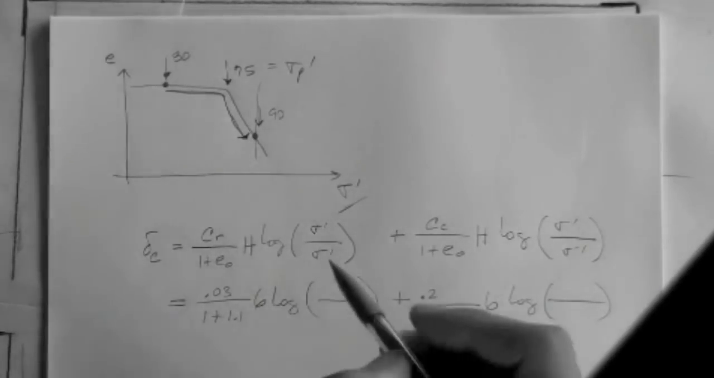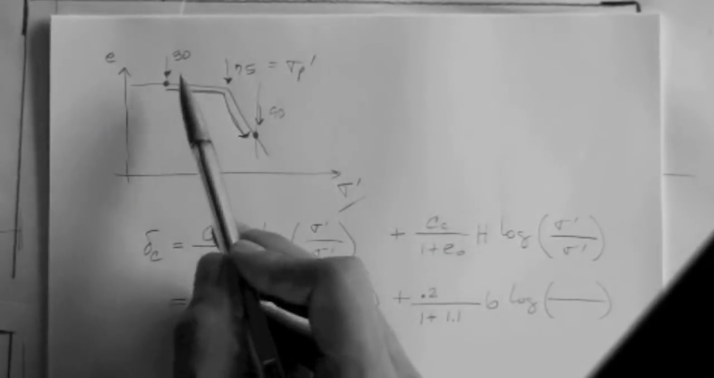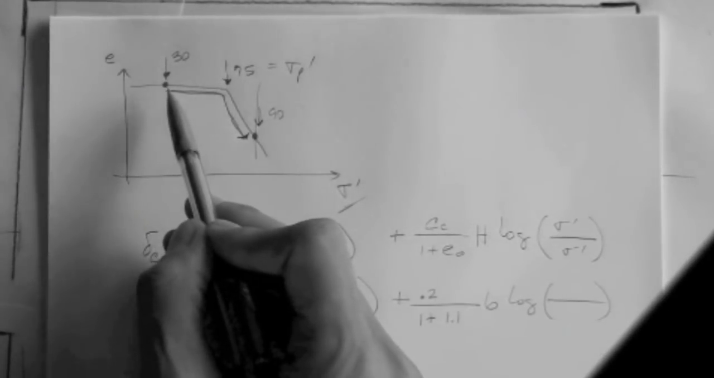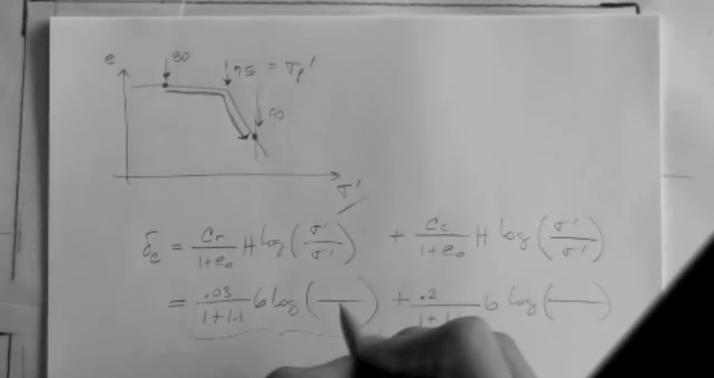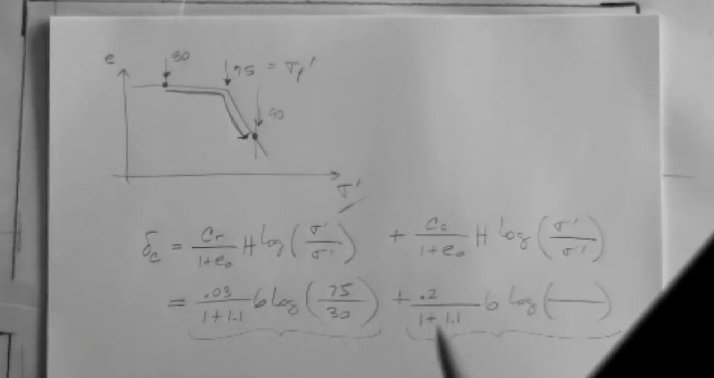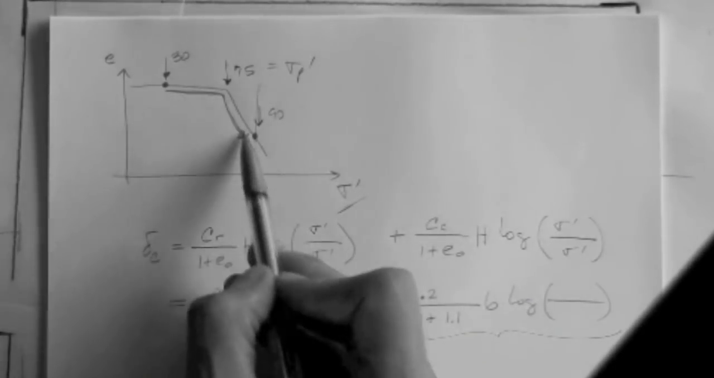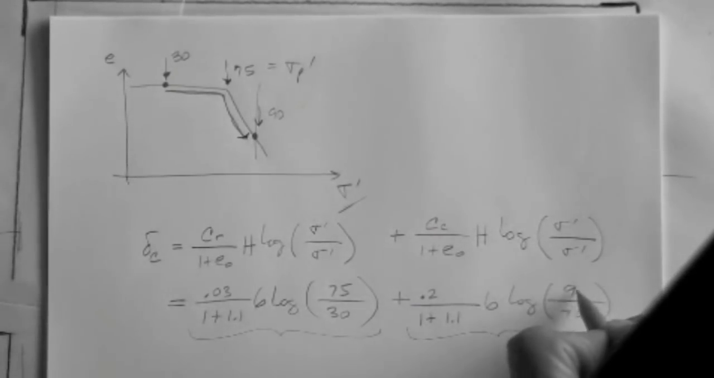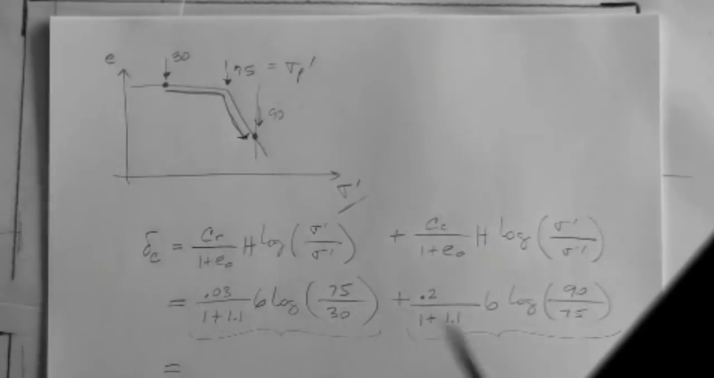Now, what are the sigmas? Well, we begin with the first portion. This part of the equation corresponds to the first portion. The deformation occurs from 30 to 75 kPa. And the second portion, which has the slope C sub c, the deformation occurs from 75 to 90. So 75 to 90. And so there you go. You have everything completed there. It's just a matter of plugging the numbers into the calculator.